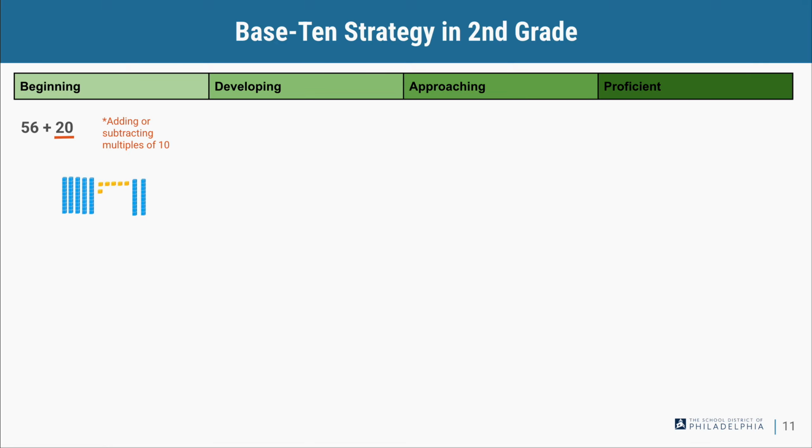Students begin by representing these problems using Base 10 blocks, as this concrete representation allows students to develop their understanding of how our Base 10 number system works and what different quantities represent. So in this example, 56, they're seeing that represented as 5 tens and 6 ones, and 20 as 2 tens. This is important as students develop their understanding of quantity, as a common misconception is a number like 56 being represented as 5 ones and 6 ones.